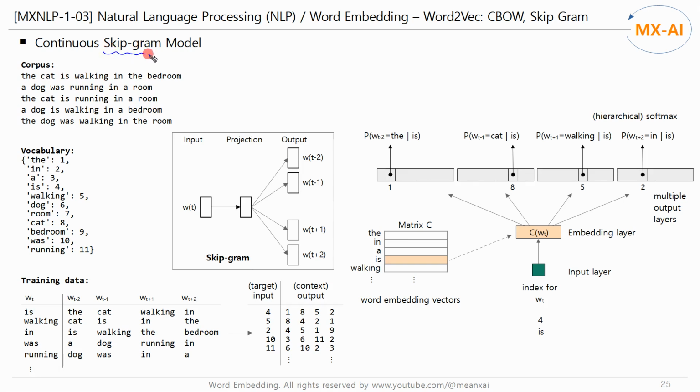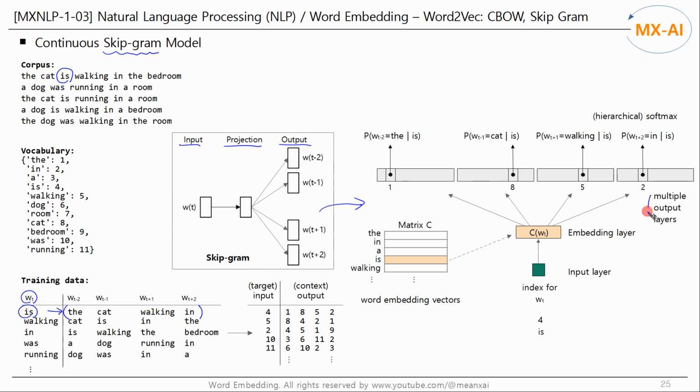Next, let's take a look at the continuous skip-gram model. The model presented in the paper is as follows. Like the CBOW model, this also consists of input, projection, and output layers. This can be expressed in a more understandable way as follows. In skip-gram, the center word or current word becomes the input of the model, and the surrounding context words become the output of the model. It predicts the surrounding context words given a single target, center, word.